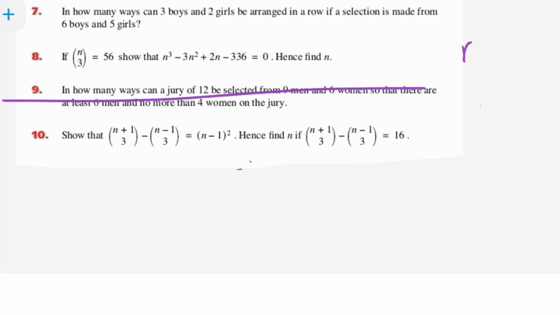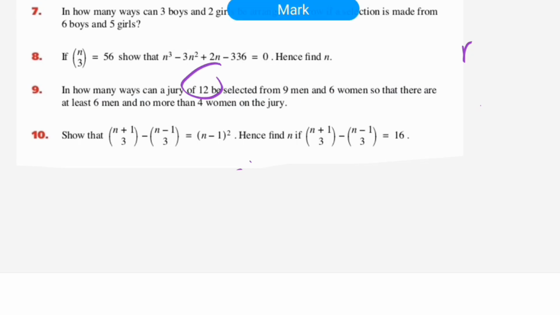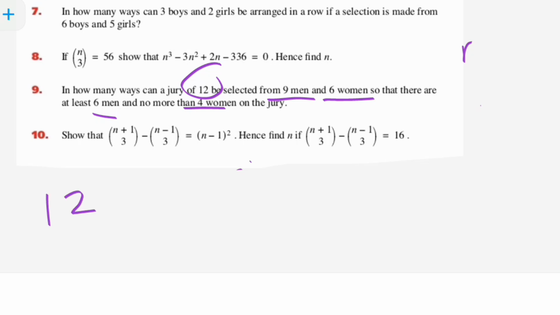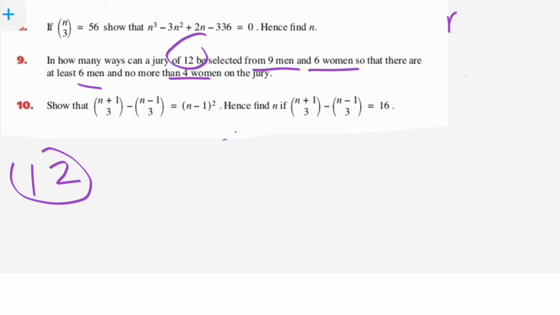So move to number 9 now. In how many ways can a jury of 12, that's our target, be selected from 9 men and 6 women, so that there are at least 6 men and 4 women? So do it like this. Target is 12, right? That's why everybody should be in the committee. But they said that the number of women there should not be more than 4. So the maximum number of women you can have is 4.